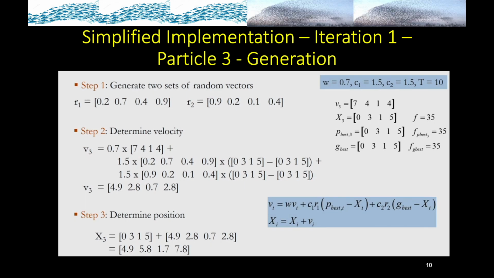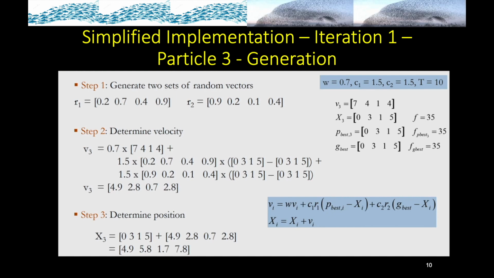What we did for particle 1 and 2, we'll do again for particle 3. The first step is as usual generation. In the generation step, we'll generate two sets of random vectors. We already know the value of w, c1, c2, t, the velocity vector v3. We know the previous position x3. We know its fitness value is 35.